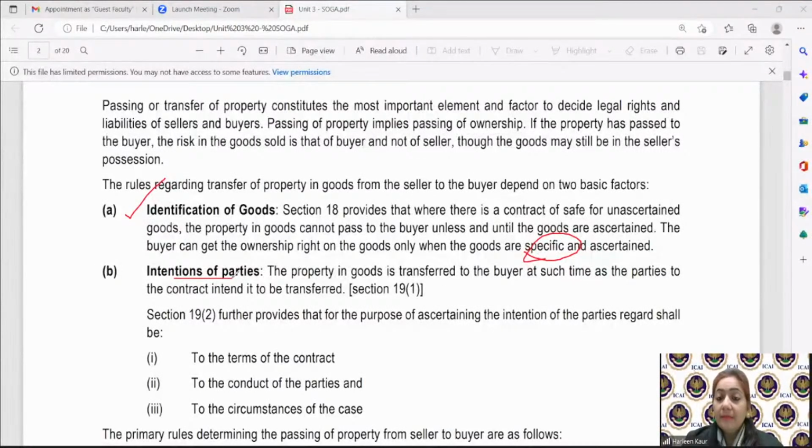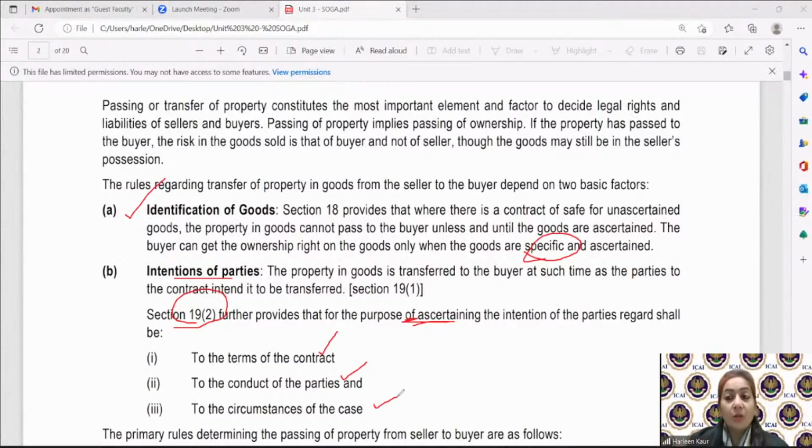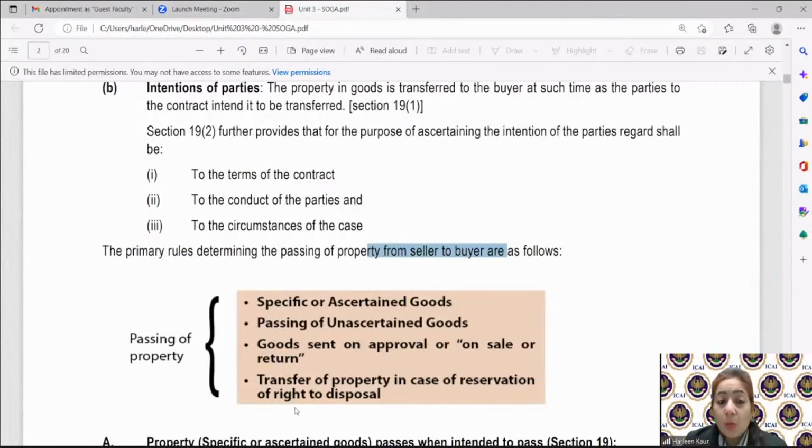Intention of the parties. Now, section 19, subsection 2 clearly tells you how you will ascertain the goods. Either it depends upon the terms of the contract, or the conduct of the parties, or the circumstances of each case. We both as buyer and seller have decided that we will do an agreement to sell, and further the goods will be sold on a particular date. Then it becomes future goods, and when that date comes, you have to deliver the goods. So the primary rule for determining how the property passes is we have to see what is the category of goods.